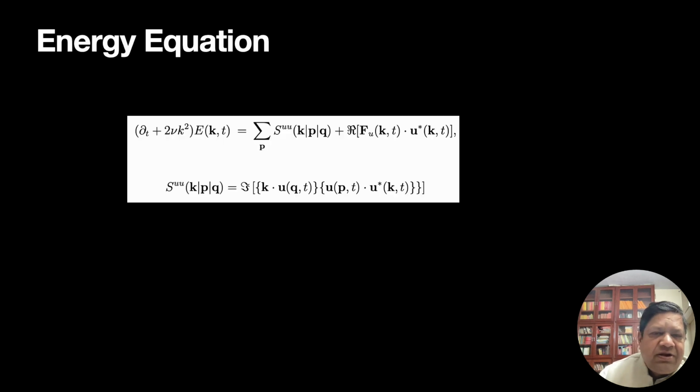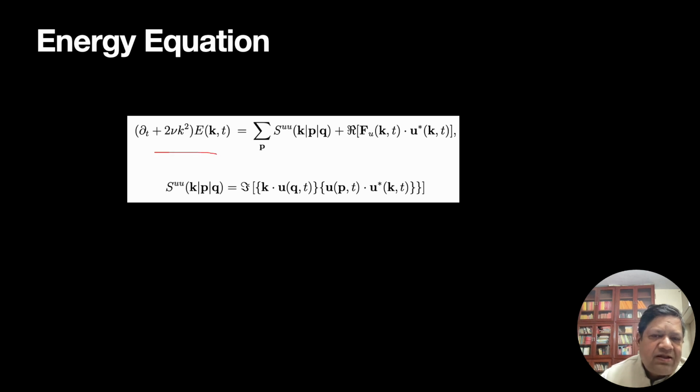Now let's look quickly at energy flux. How to compute energy flux, and that in turn gives us the Kolmogorov constant. So that can also give you K Kolmogorov. The idea is to start with the equation for the energy evolution. So the energy evolution equation is this.